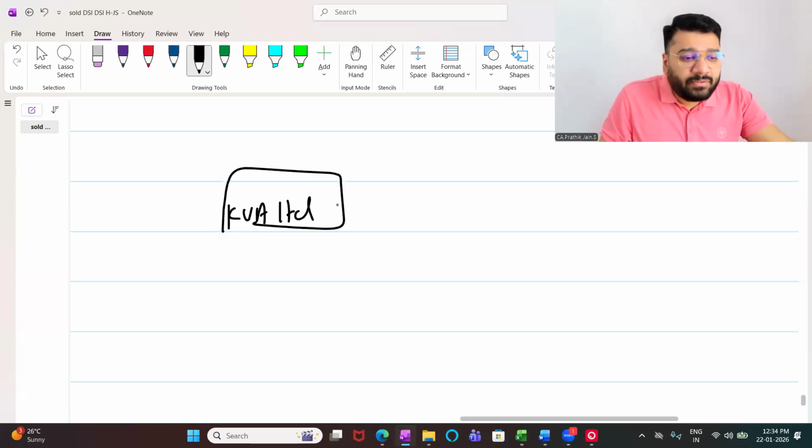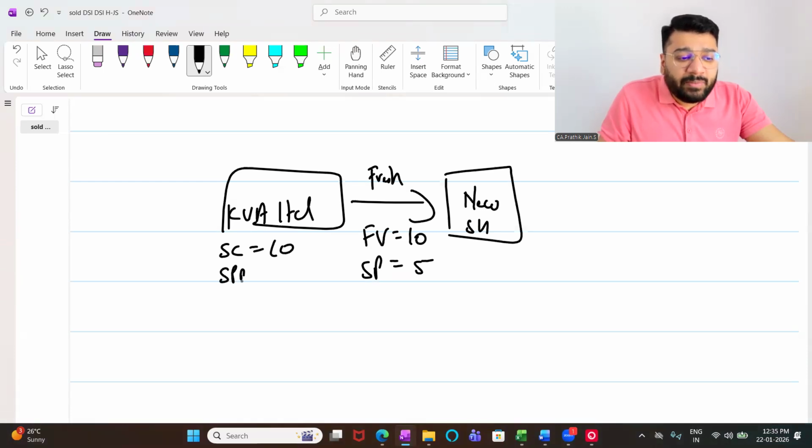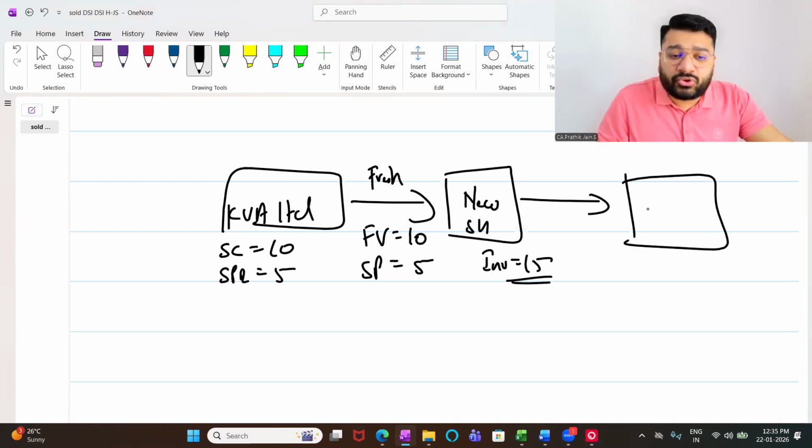KVA Limited did the fresh issue to the new shareholder. Face value 10, securities premium 5. So share capital 10, securities premium reserve 5. For you, investment value is how much? 15 rupees. Now the new shareholder is selling the shares to a further shareholder.